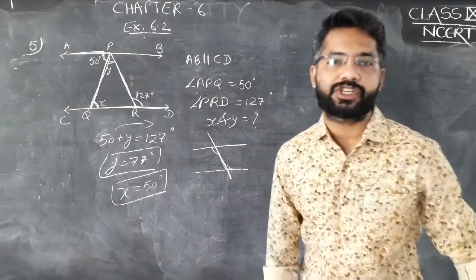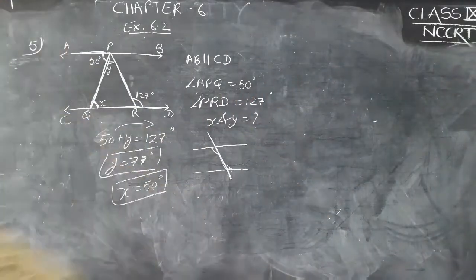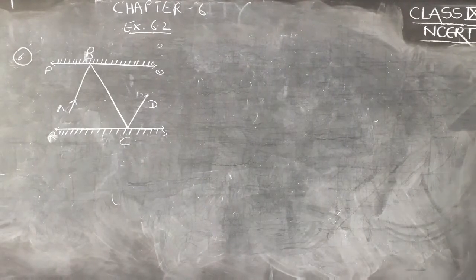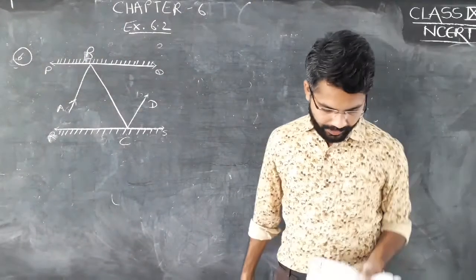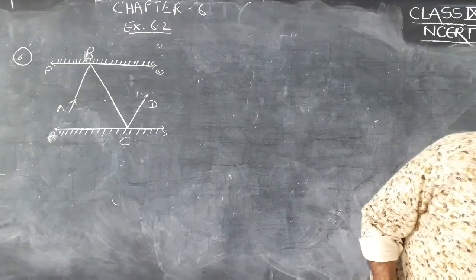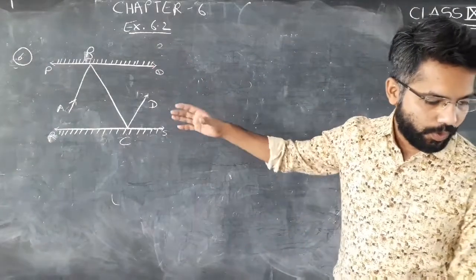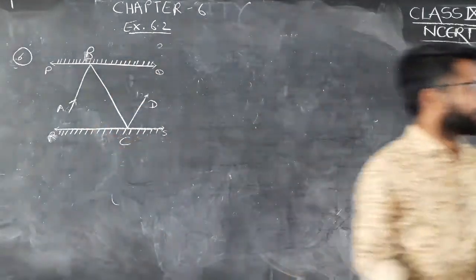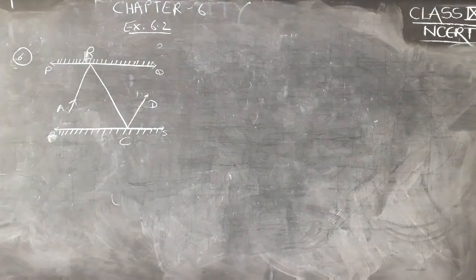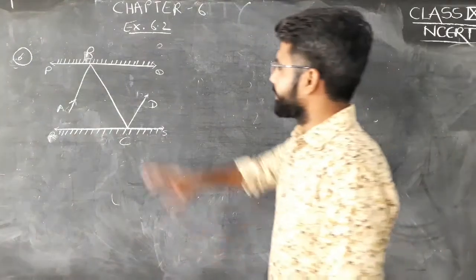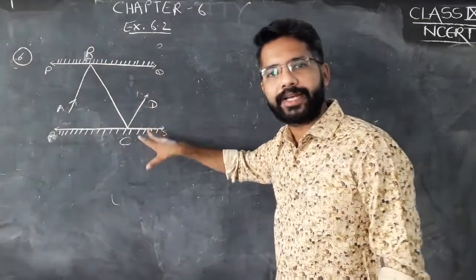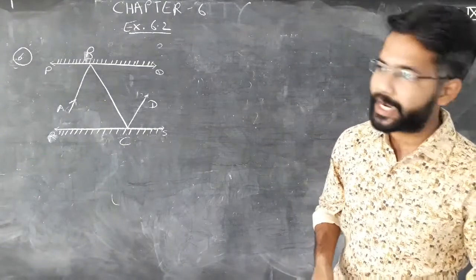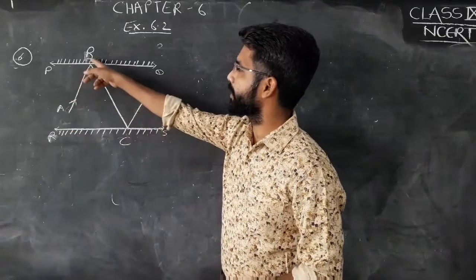Now let us start question number 6. The question is, in the given figure, PQ and RS are two mirrors placed parallel to each other. We have two mirrors, first one PQ and second we have RS, and these mirrors are placed parallel to each other. Further they have given an incident ray AB that strikes the mirror PQ at B. Incident ray AB strikes mirror PQ at B.